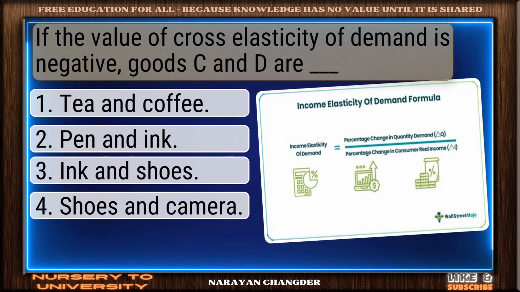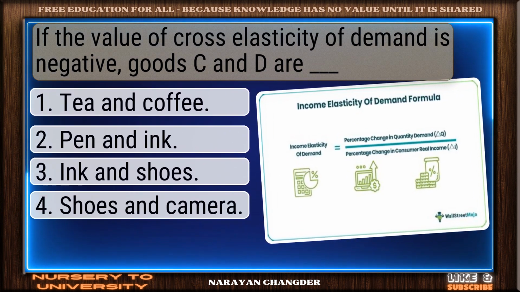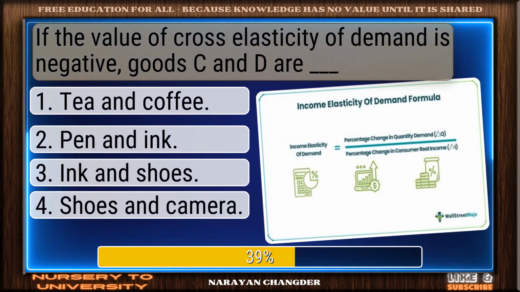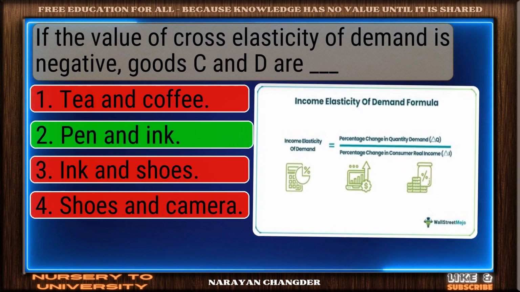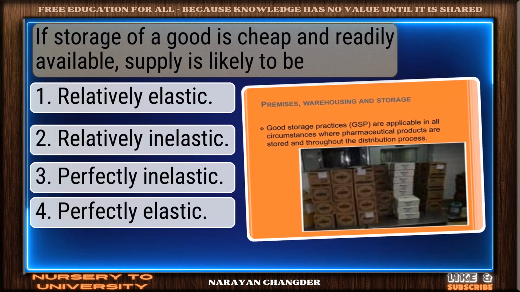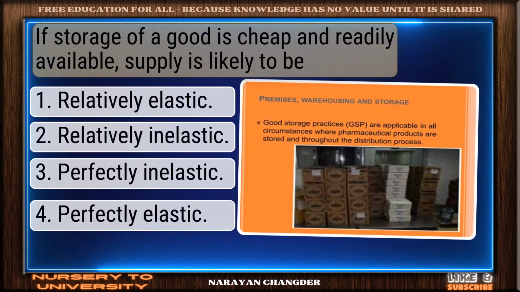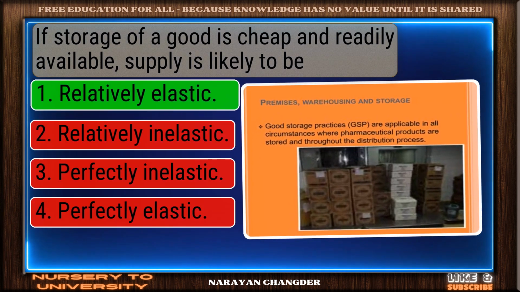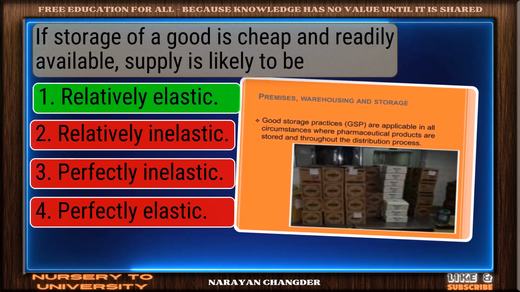If the value of cross-elasticity of demand is negative, goods C and D are dash. Smart pick. Pen and ink is the correct choice. If storage of a good is cheap and readily available, supply is likely to be. Solid response. Relatively elastic is a valid choice.